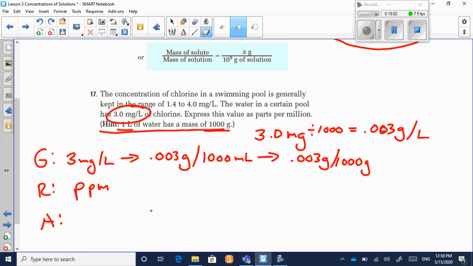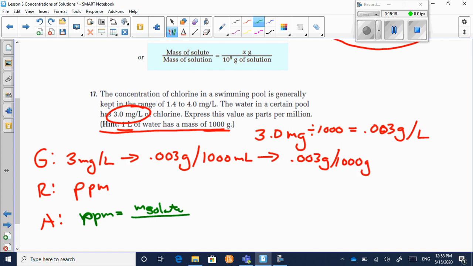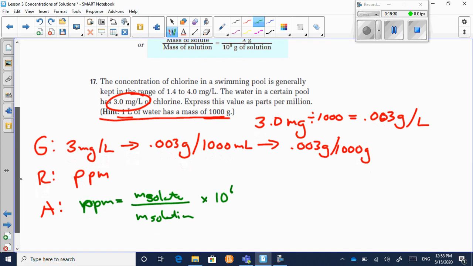Let's get rid of this. Okay, the formula I'm going to use is, well, here I'll write: parts per million is equal to the mass of the solute divided by the mass of the solution times 10 to the 6th. Okay, so let's sub and solve into that.